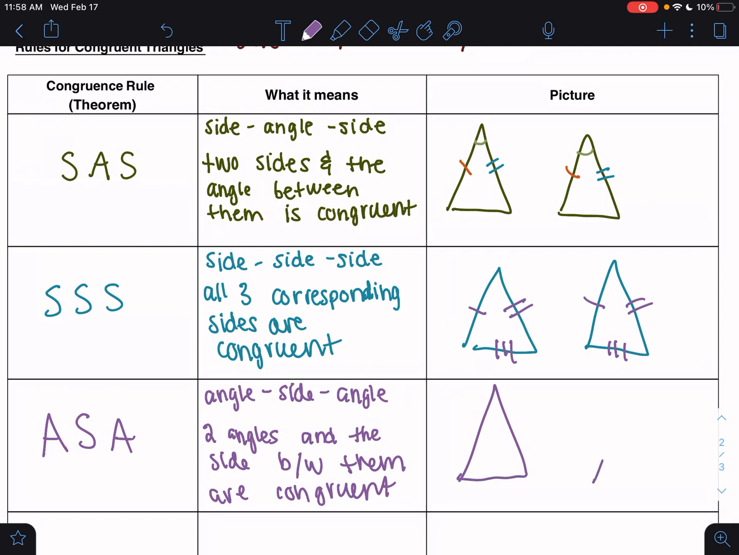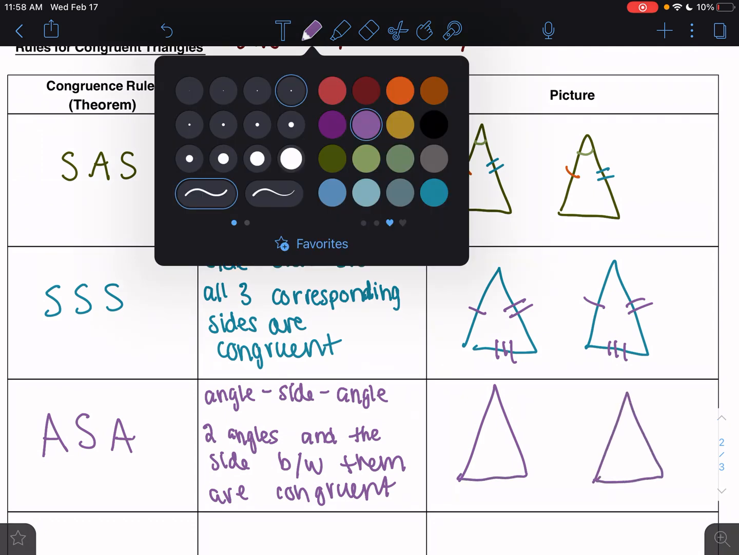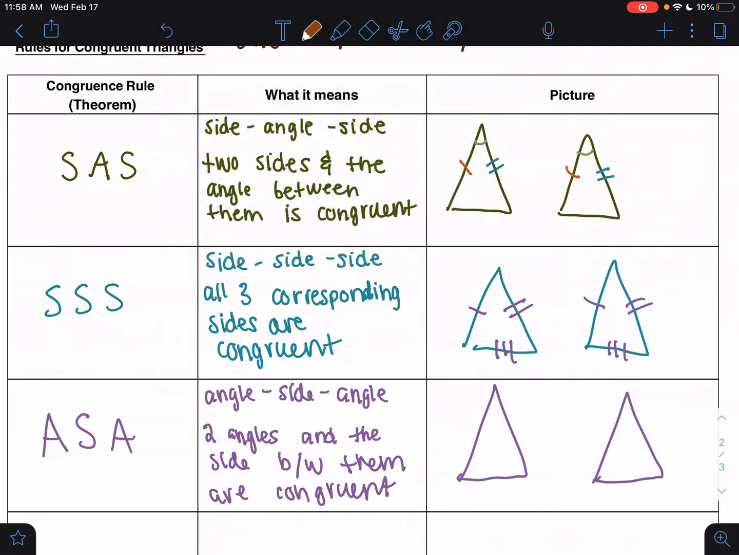So I'm going to draw a picture of this. So that means that we might have an angle congruent here, and then a side, and then these angles are congruent. So we have an angle, and the side in between, and the other angle is congruent.